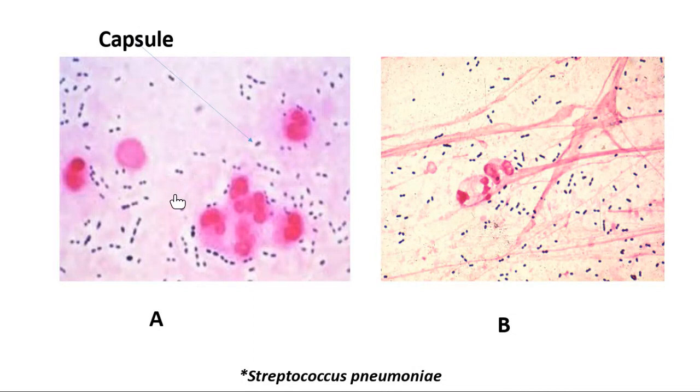Okay, they are arranged in pairs. And same here, in this other slide, sample B also contains gram positive cocci arranged in pairs. When they are gram positive and arranged in pairs, they are called Streptococcus pneumoniae. And if you see here, there are no epithelial cells.